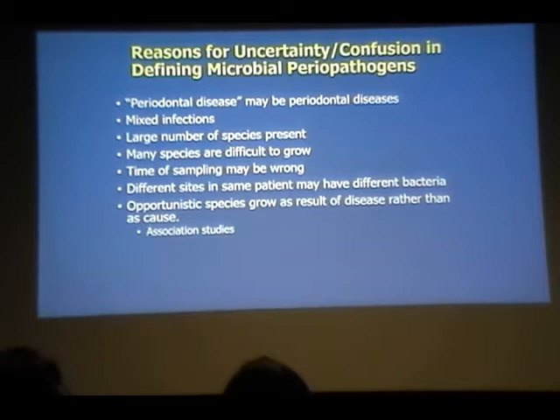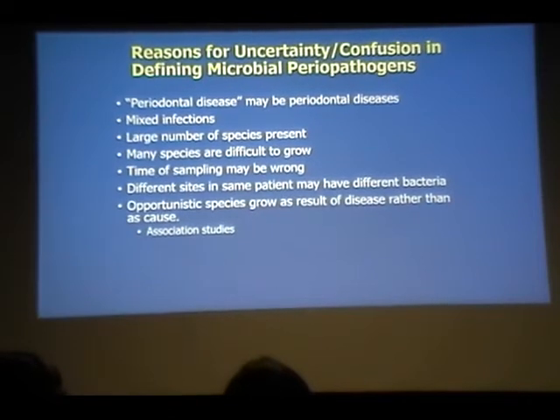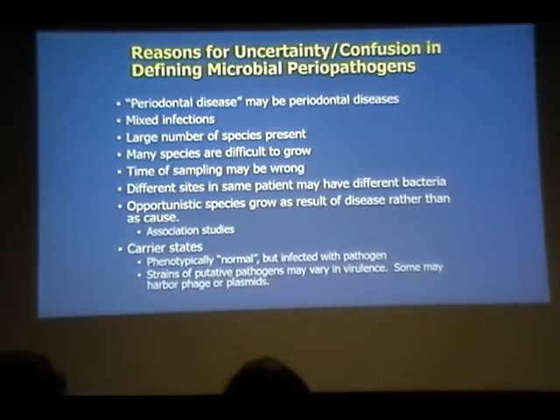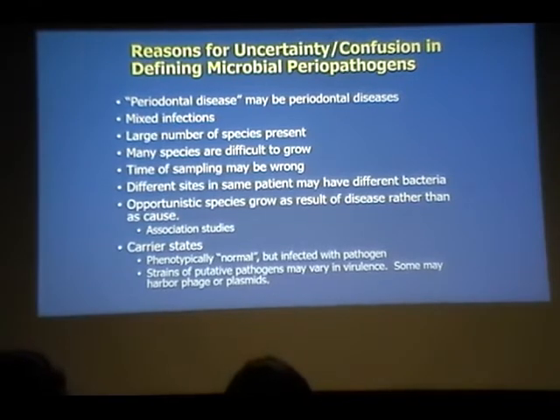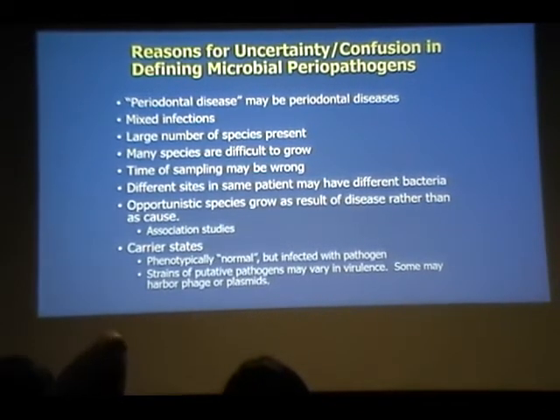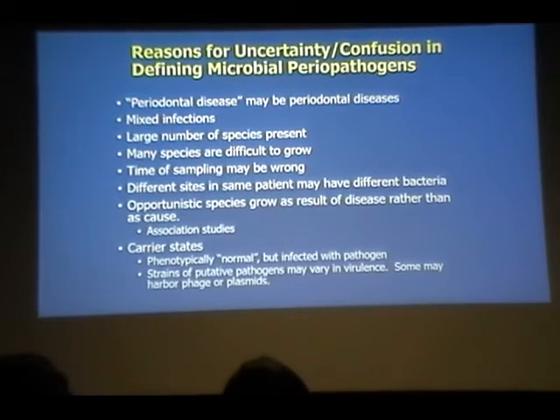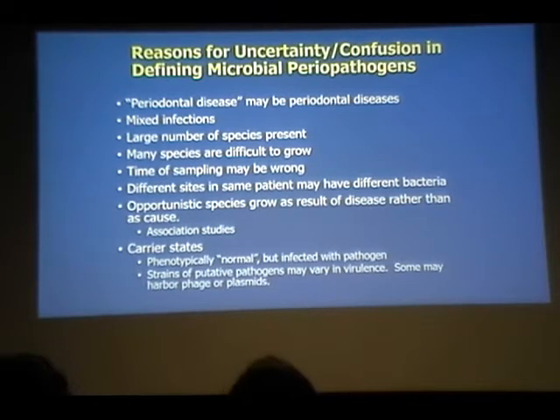So there are what are referred to as association studies, where they associate a particular organism with the disease. Okay? That's clearly not causality. It's just association. Remember the second part of Pasteur's statement. And then there's something called carrier states, where phenotypically the individual appears normal. Okay? Which means there is no disease, and yet the person is infected, i.e. the presence of a particular periodontal pathogen is in that site, and yet there's no disease.